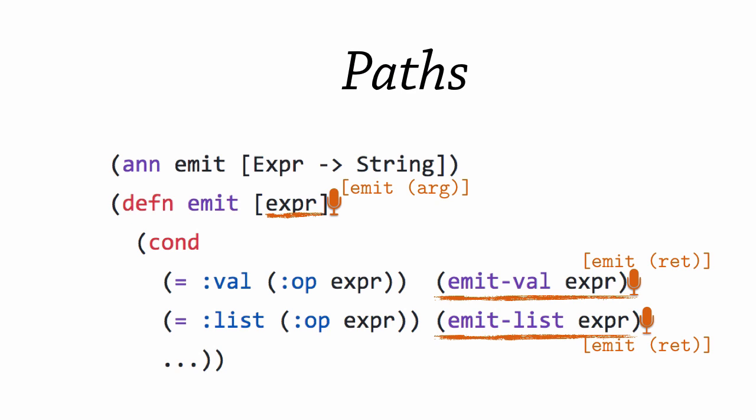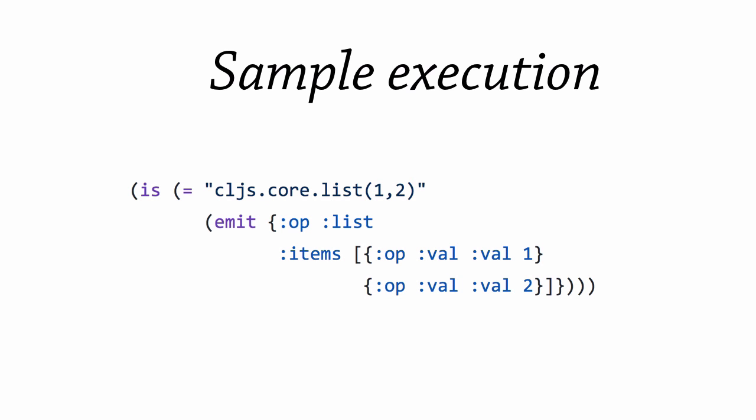And this microphone is going to record things about emit's return value, and so is the other one. So let's look at a sample execution of emit. We're going to call emit on an argument, and this is where things get interesting. Finally, we've got something to actually record.